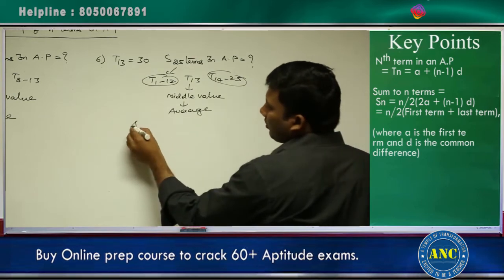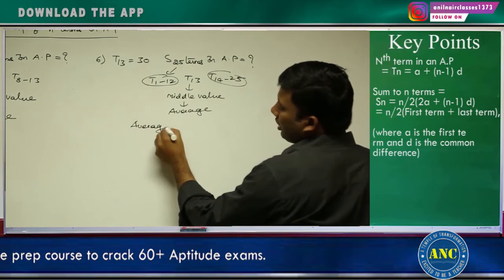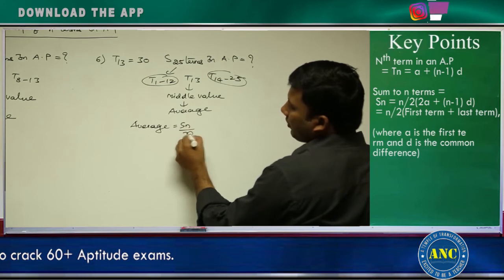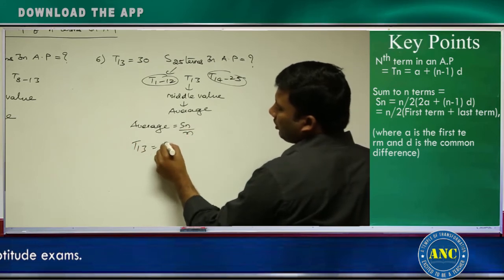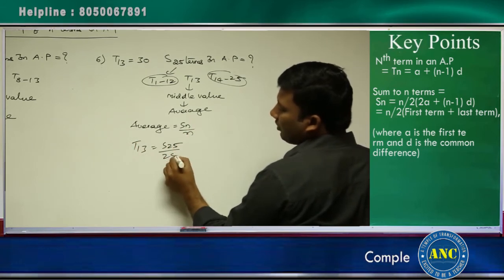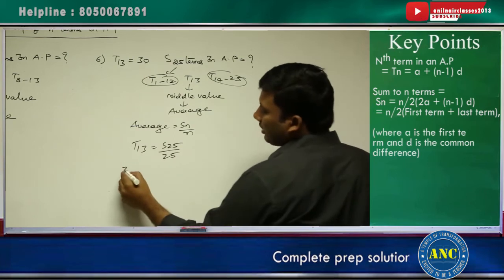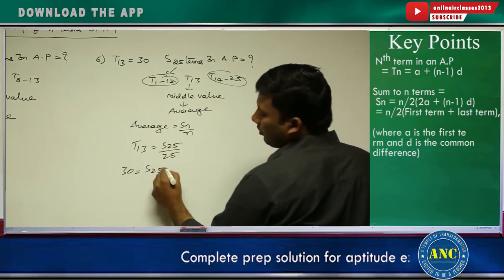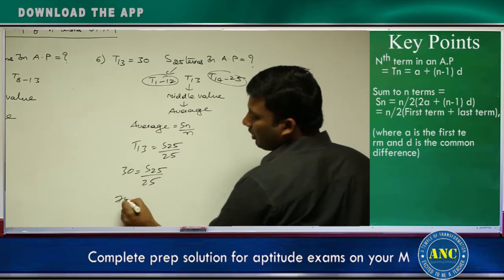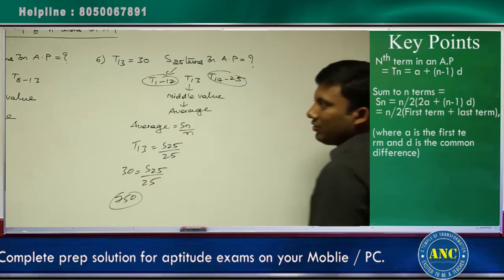So average is equivalent to Sn by n. T13 is equivalent to S25 by 25. T13 is 30, so 30 is equivalent to S25 by 25. What is the answer? Hold on.